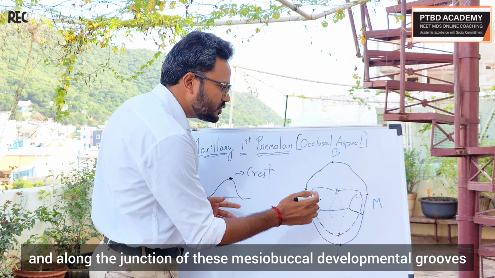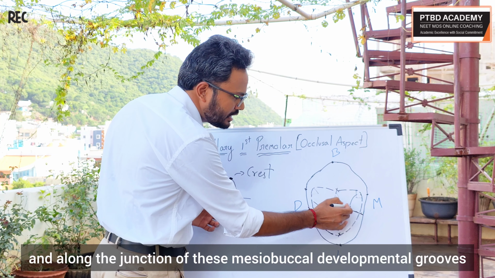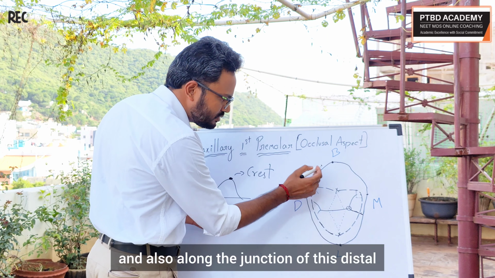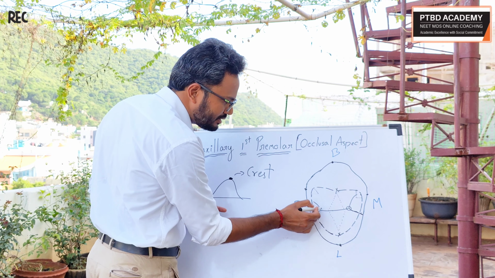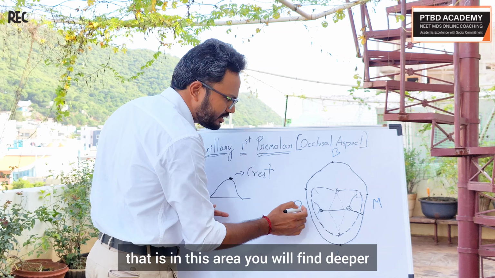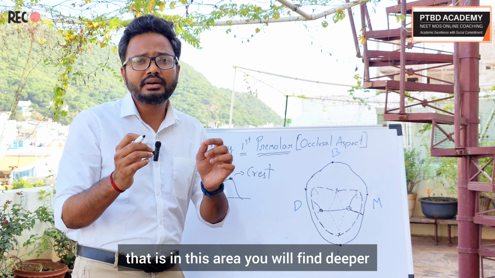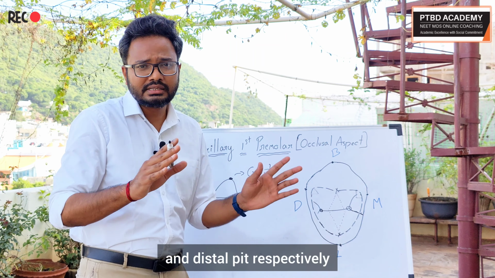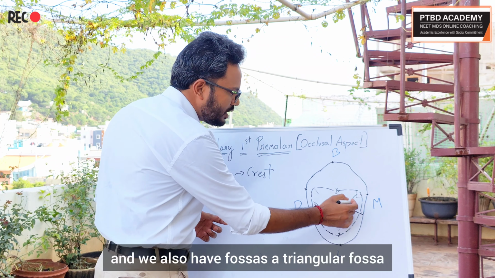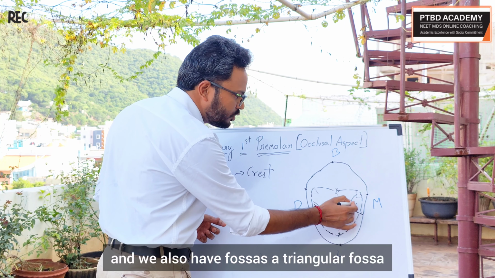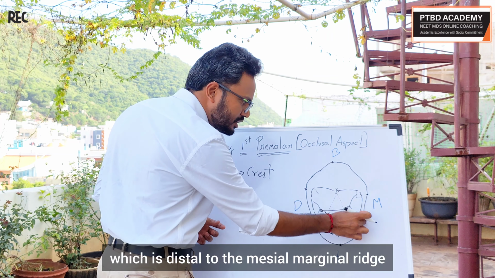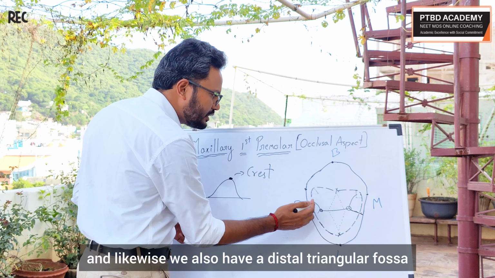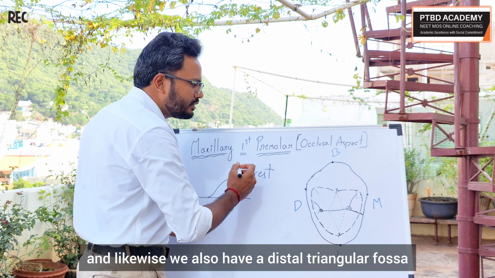And along the junction of these mesobuccal developmental grooves and the central groove, that is in this area, and also along the junction of this distobuccal developmental groove and the central developmental groove, that is in this area, you will find deeper areas called pits, mesial pit and distal pit respectively. And we also have fossas, a triangular fossa which is distal to the mesial marginal ridge, which is called the mesial triangular fossa. And likewise we also have a distal triangular fossa.